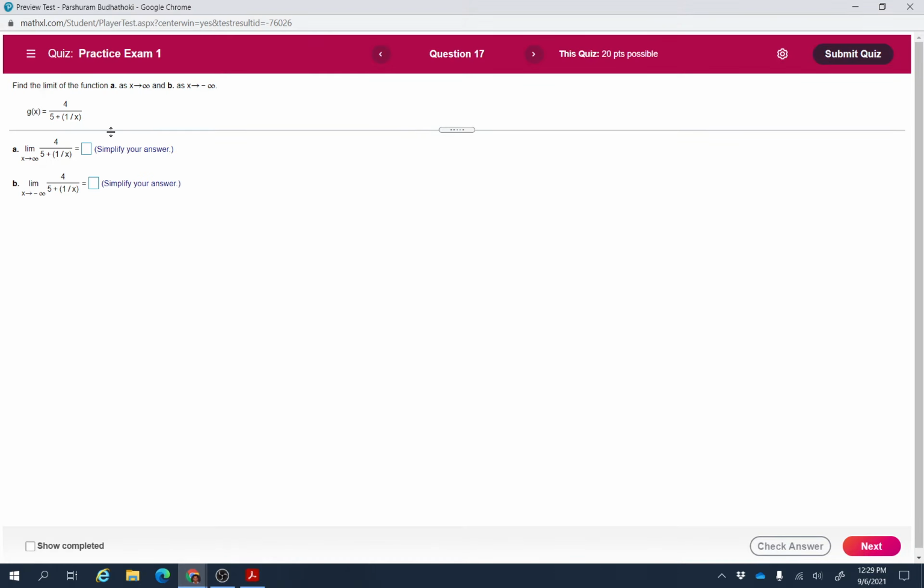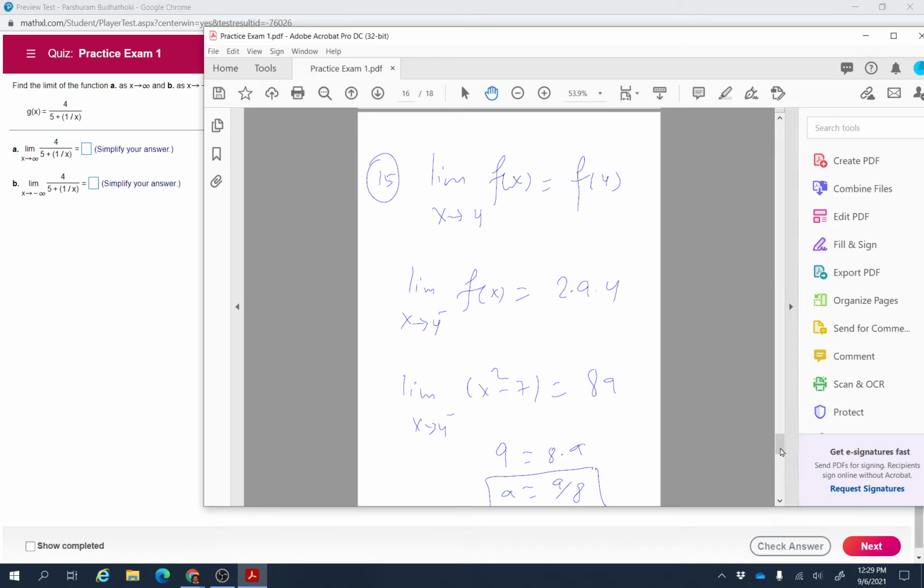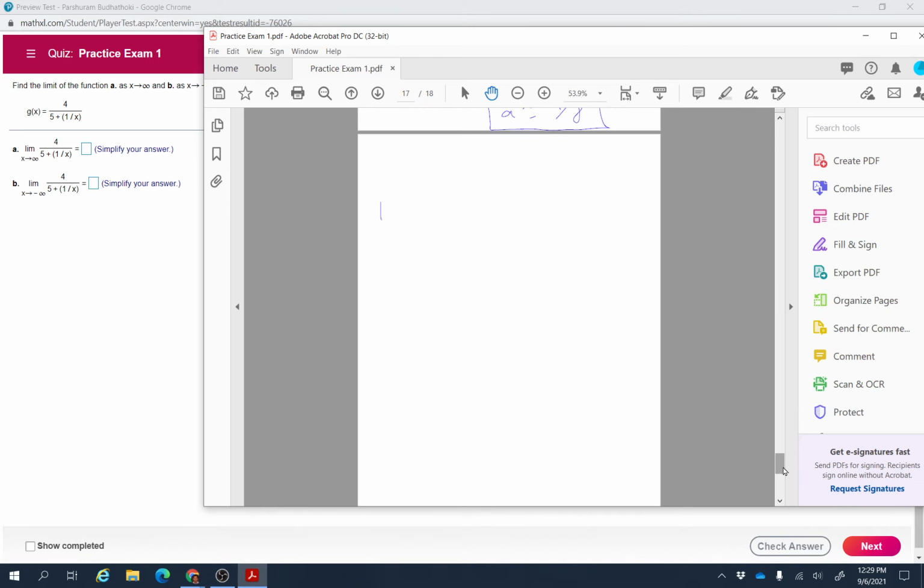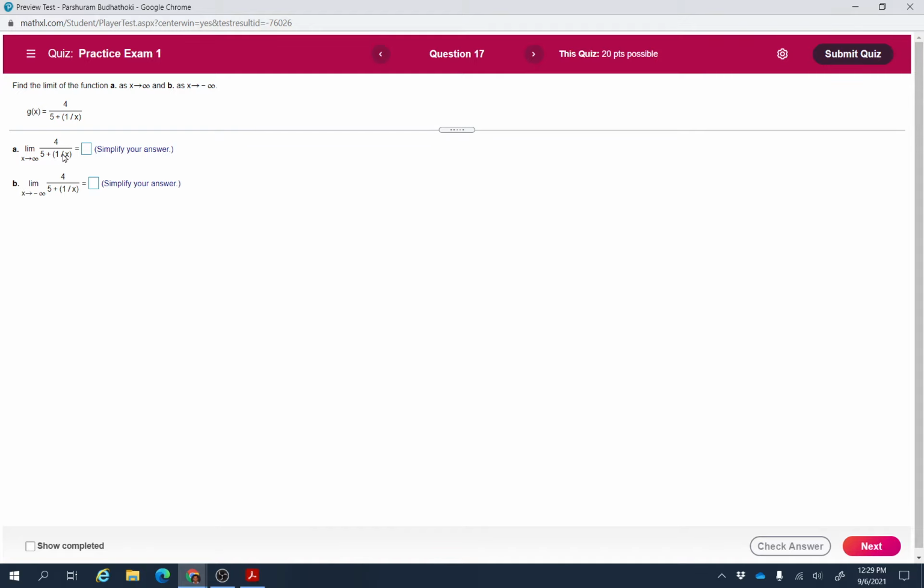So next problem: find the limit when x approaches positive infinity and negative infinity. So we have been given 1 over x, the function on the denominator. As we know, this is the graph of 1 over x. When x approaches positive infinity, this graph approaches 0. When x approaches negative infinity, again this graph approaches 0. So when we try to find the limit, the denominator part would be 0.